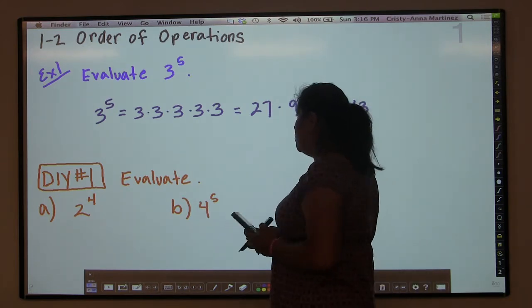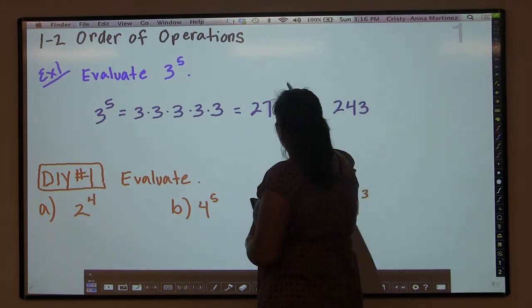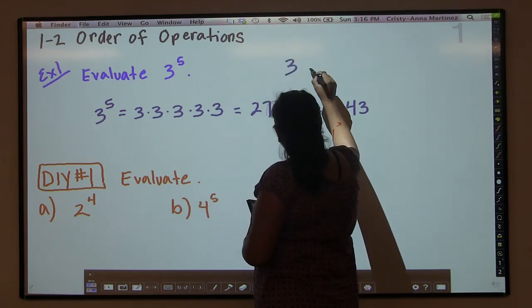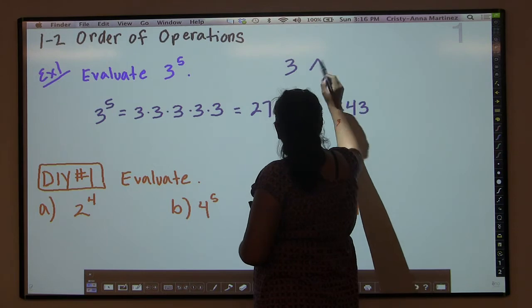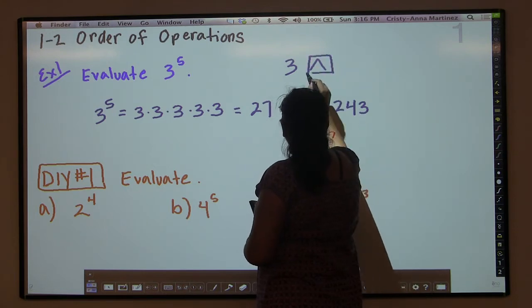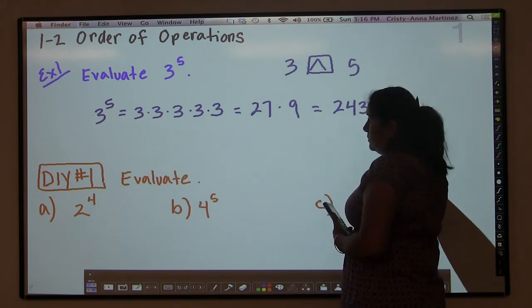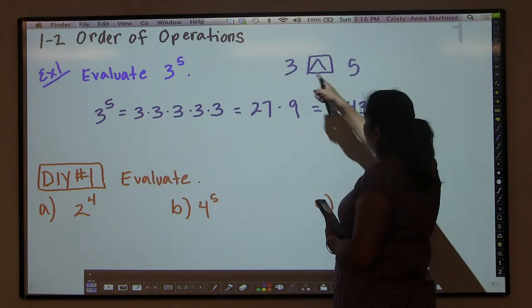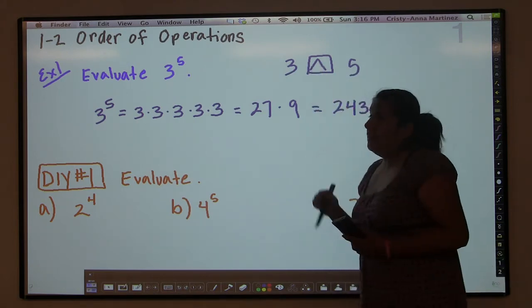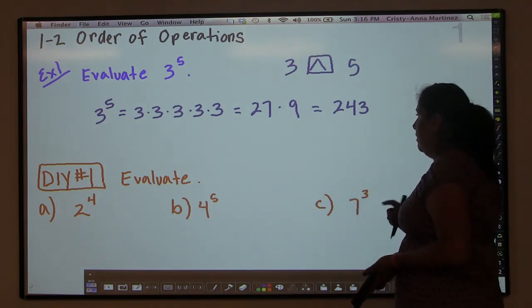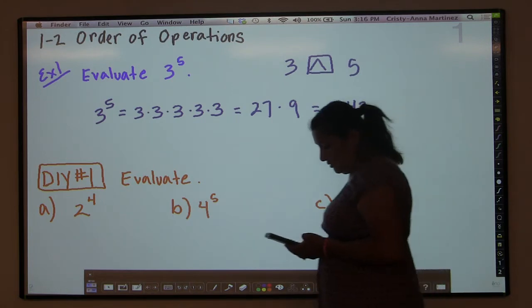All right? Or you can use the calculator, and the calculator will do 3, and then there's this little button on your calculator. They call it a caret key. It's right here. And then a 5, and hit enter, and that'll also work. If you use that key with 3 to the 5th power, you'll also get the same result.